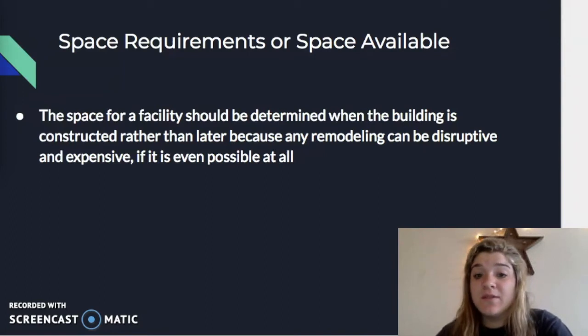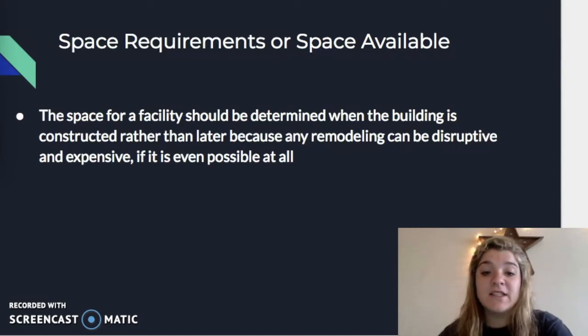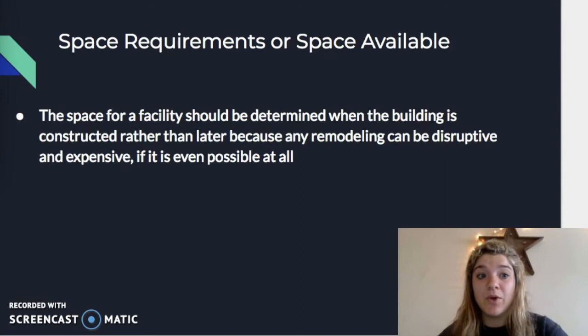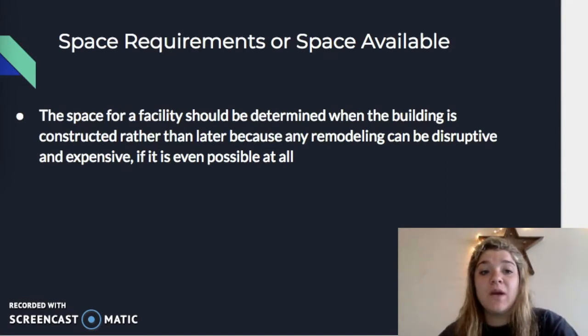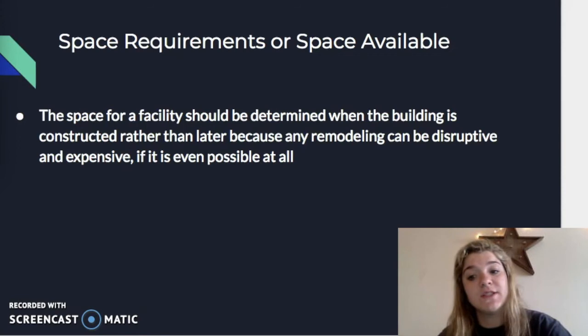Space required or space availability. The space for a facility should be determined when the building is constructed rather than later, because any remodeling can be disruptive and expensive, if it's even possible at all after you're done building. Decentralized systems require less space in the main kitchen area, but more throughout the facility for serving units compared to the centralized system.